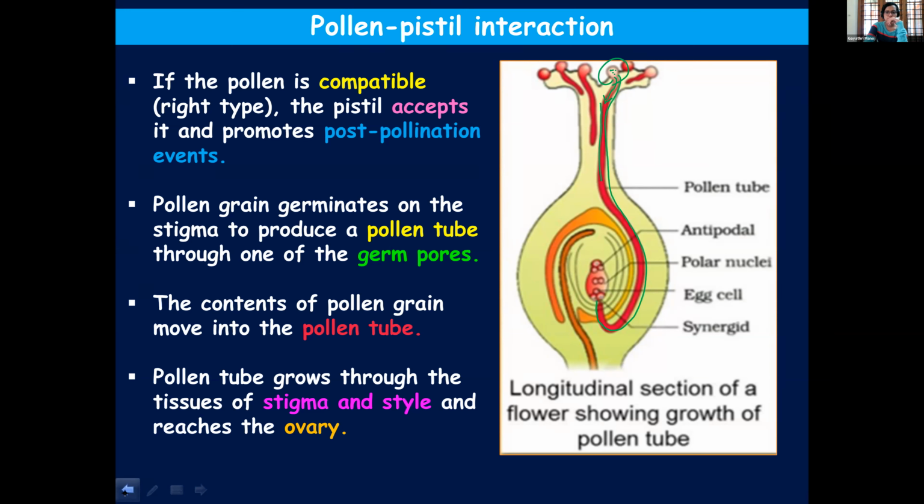Micropylar region. Of what? Of the ovule. Inside the ovule, there is the embryo sac. It is inside the embryo sac that the female gamete, the egg cell, is present.